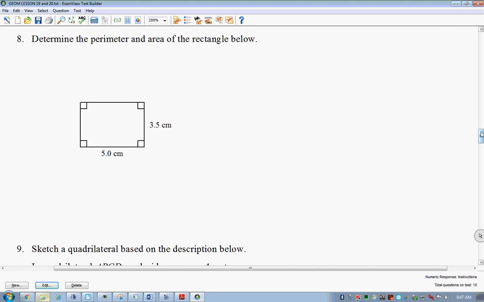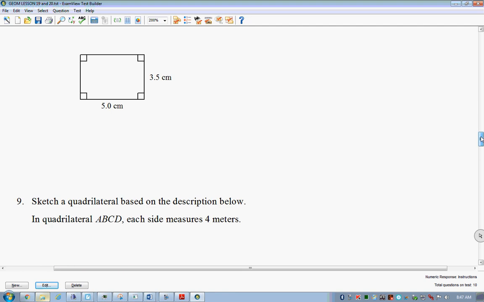All right, determine the perimeter and area of this rectangle. So 3.5 and 3.5 is what? 7. 5 and 5 is 10. So what do I have for perimeter? 17 centimeters. Okay, we've got 5 times 3.5. What's that, 17.5? Right, because 3 times 5 is 15. 0.5 times 5 is 2.5. 2.5 plus 15 is 17.5 centimeters squared. Okay?